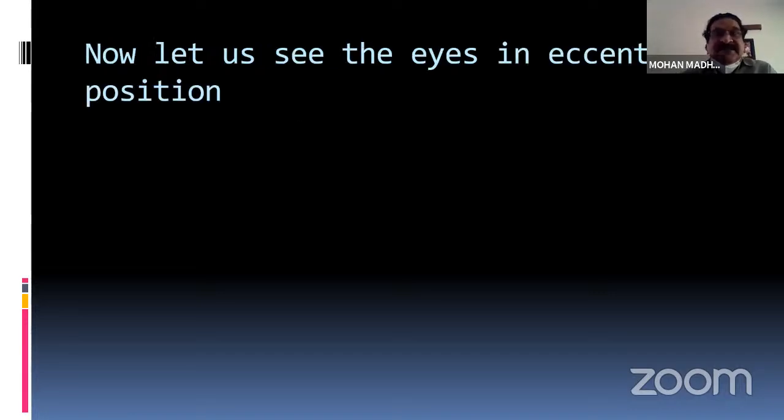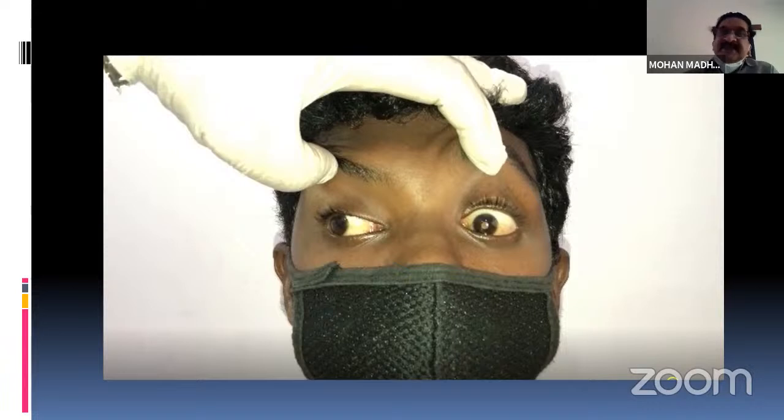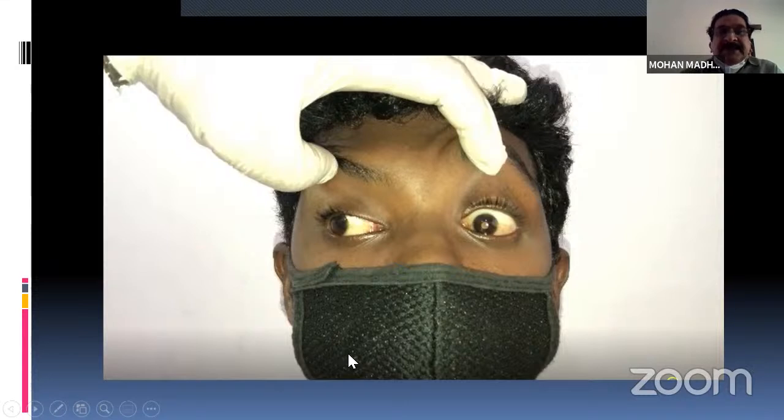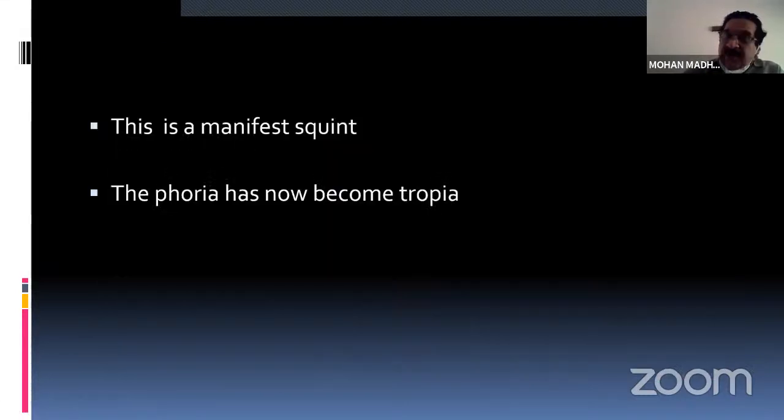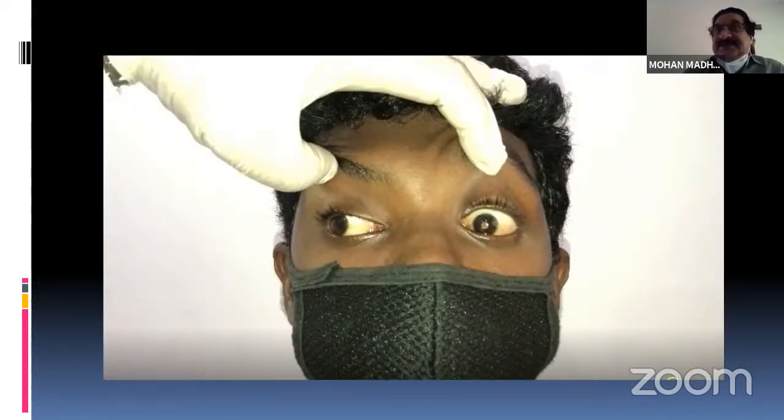Now let us see the eyes in the eccentric position. This is the eccentric position of the patient. Okay. There is a manifest deviation in this position. Even though initially we found that in the primary position there is no deviation, now there is a deviation. In that position you have to do the cover-uncover test. In that position he has a tropia, a manifest squint. Now he can complain of blurring of vision and diplopia because the eyes have become disconjugate. If you find such a phenomenon, if you find a tropia, it's a manifest squint.